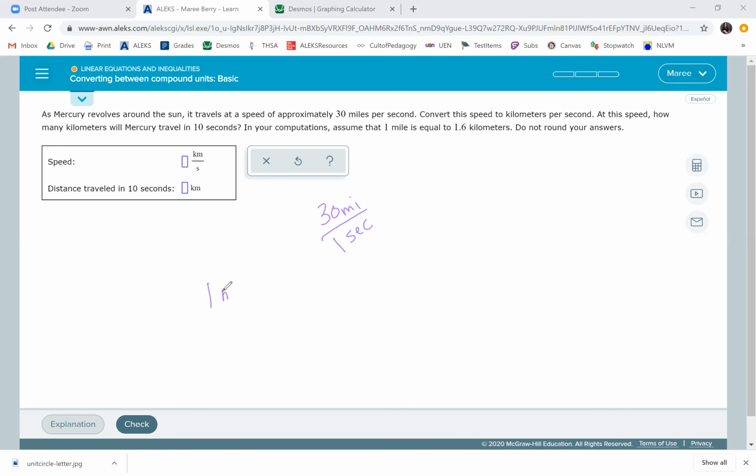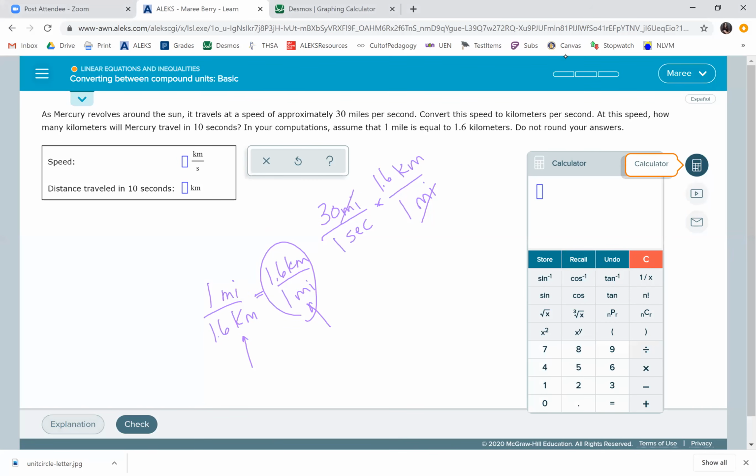So you have 1 mile is 1.6 kilometers, and also 1.6 kilometers over 1 mile. So you have to pick which one of these two will cancel the miles when you multiply this fraction that you're given. So we want miles here, kilometers here, which is the second one. So we're going to use that one. The miles will cancel and we're left with kilometers per second. So we use our calculator. We need to do 30 times 1.6, and that's 48 kilometers per second.